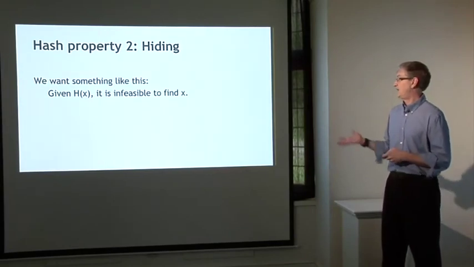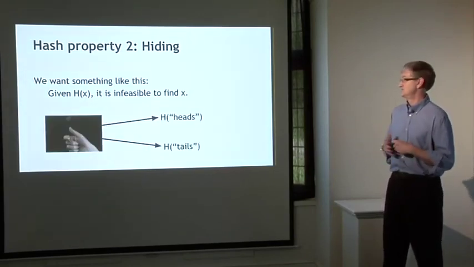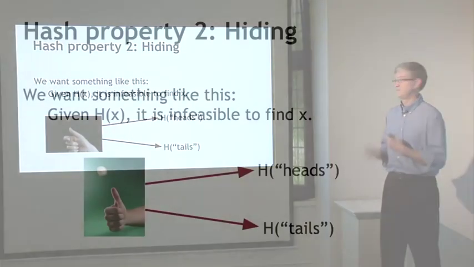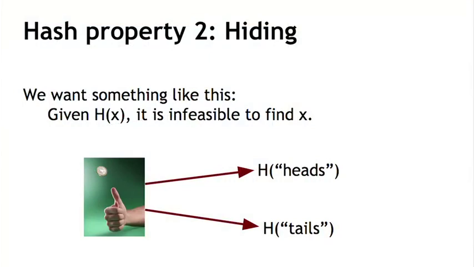And to understand why that's the case, let's look at this example. So here, what we're going to do is an experiment where we flip a coin, and if the result of the coin flip was heads, we're going to return the hash of the string heads, and if the result was tails, we're going to return the hash of the string tails.